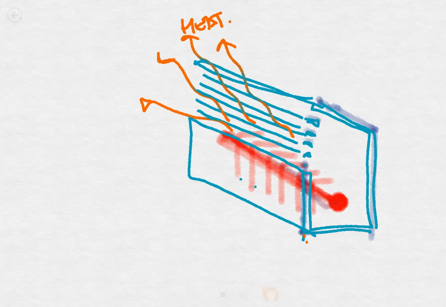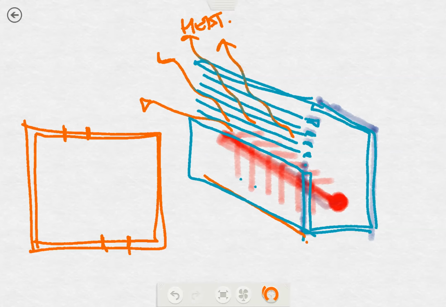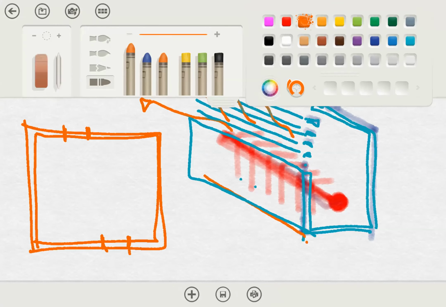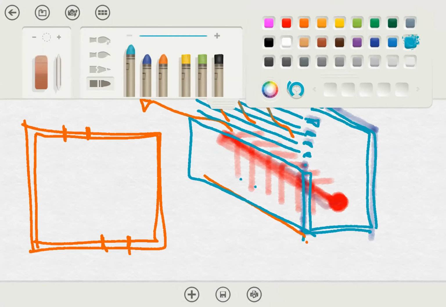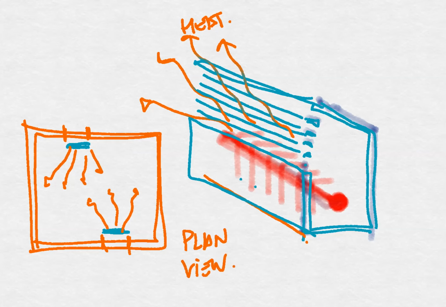In radiators, usually they are placed somewhere in the room. If this is the plan of the room, and we have windows, so if there's a window here and another window there, usually we have radiators placed just underneath those windows. And then we have to release the heat from the radiator to the rest of the room. This is a plan view, by the way.